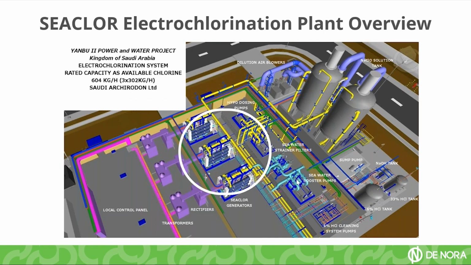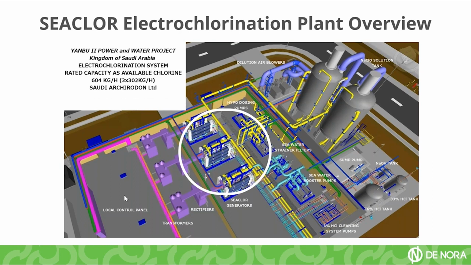These are actually booster pumps, which are feeding the screening system, which is here, which is then feeding the SEACLOR generators, which are in this area here covered by the circle. You can see here on the side the transformer rectifiers feeding the DC current to our SEACLOR equipment.